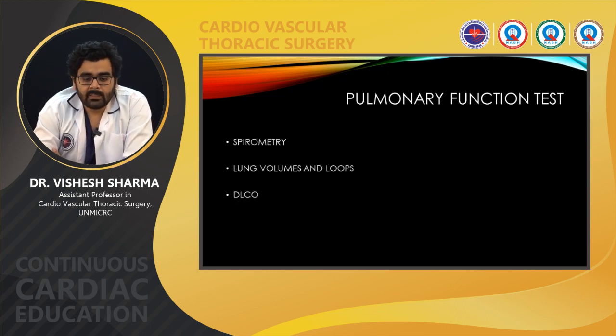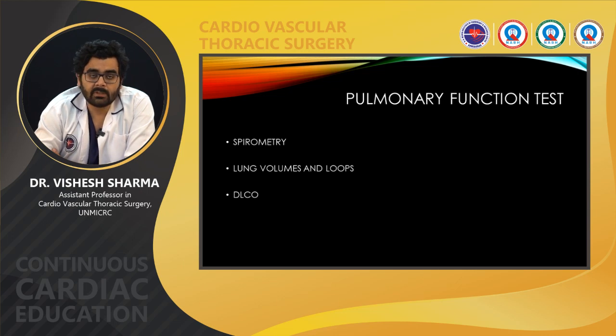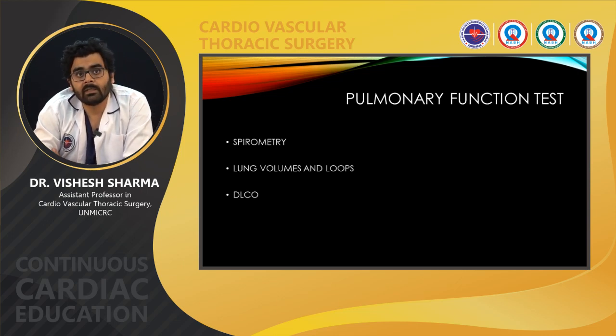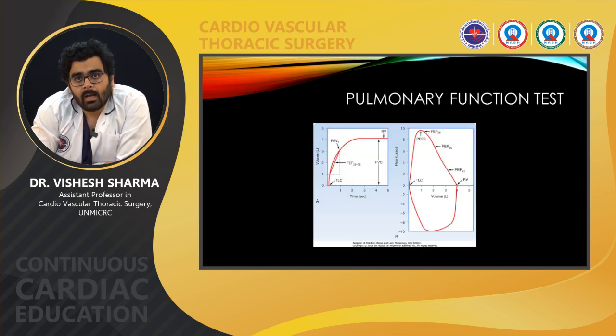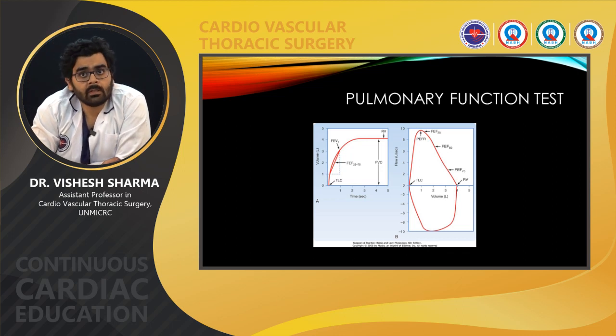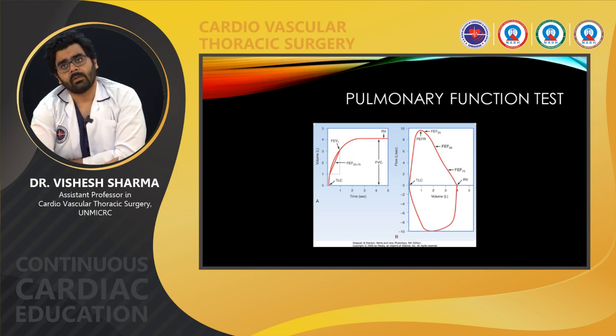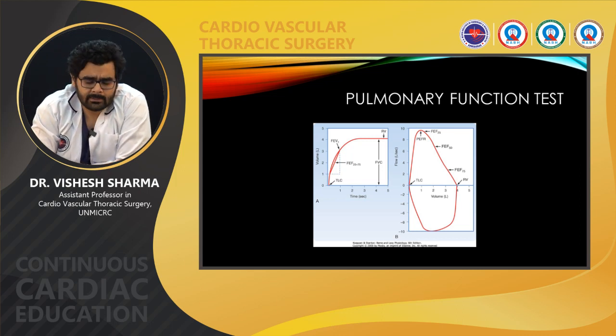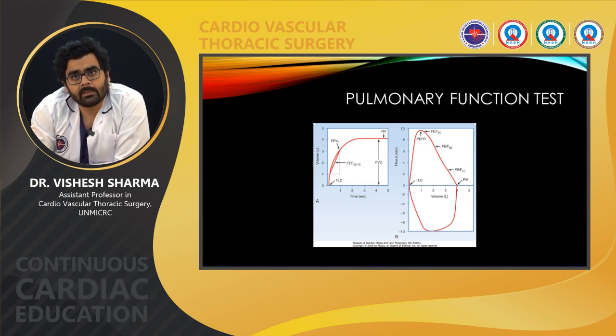Now, pulmonary function tests grossly, as I mentioned previously, are divided into three: spirometry, lung volumes and loops, and DLCO. Spirometry is primarily used for obstructive lung diseases. Lung volumes are used to assess for restrictive lung diseases, and DLCO is used for assessing any alveolar gas exchange malformation that might be present, or alveolar gas exchange that there might be inherent issues with.